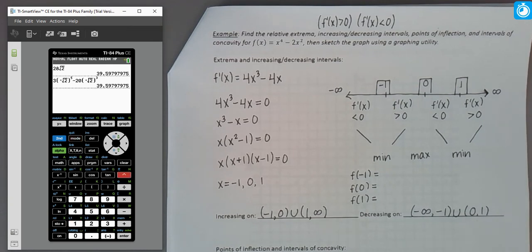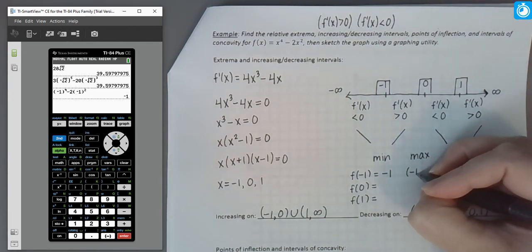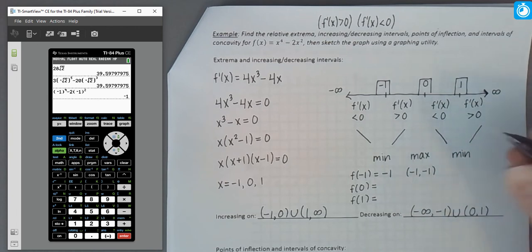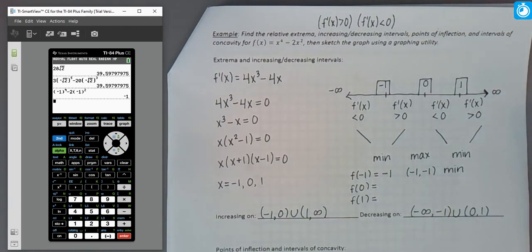So negative 1 raised to the 4th power minus 2 times negative 1 squared. And that's going to give us an output of negative 1. So when x is negative 1, y is also negative 1, and that's going to be a relative minimum.